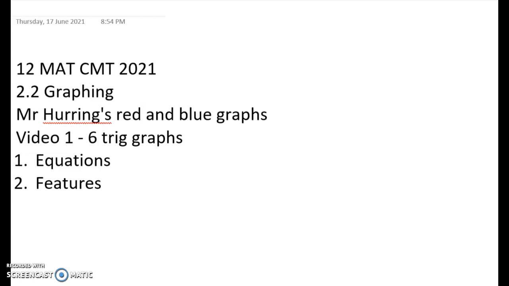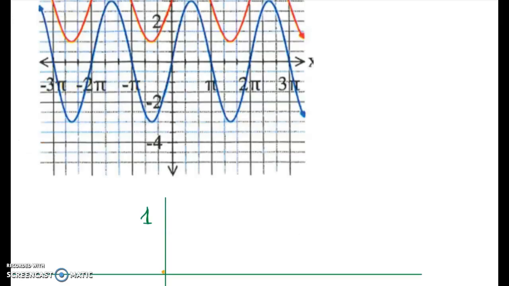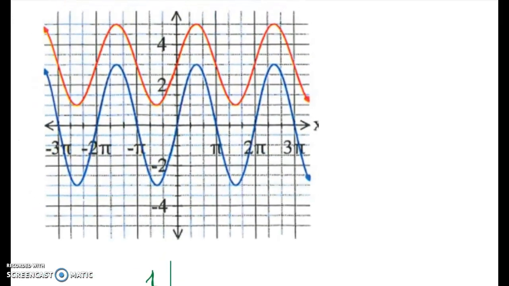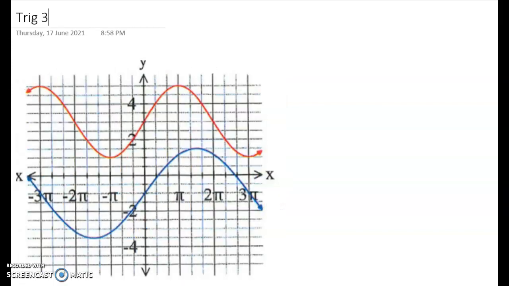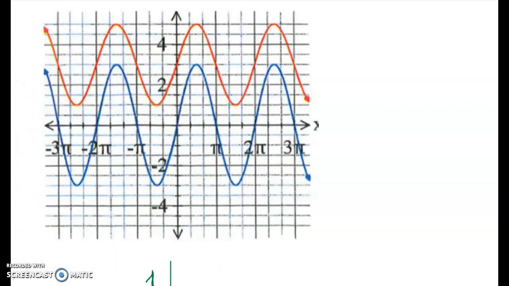Mr. Hurring's worksheet has lots and lots of different graphs on it, and they're all red and blue. And then I'm going to do videos to go with each section. I'm going to keep the videos to one kind of graph per section, so this is the one on trig graphs. So in that worksheet, you've got 6 trig graphs. Here are the first 2, here are the second 2, and here are the third 2. And you have to work out the features of the graph and also the equation.